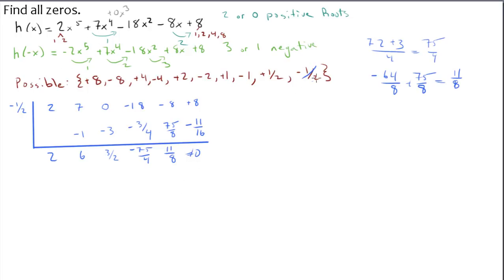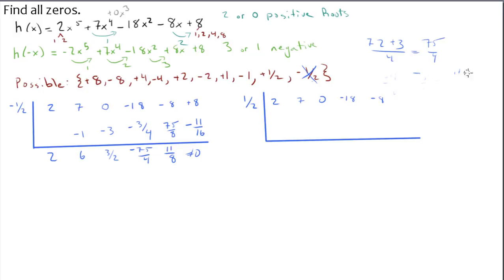So it's not minus 1/2. What about plain 1/2? I don't think these fractions got too bad, did they? 2, 7, 0, negative 18, negative 8. Let's get rid of this scratch work here. Probably going to need more space for scratch work anyways. Positive 8. Alright, so bring down the 2. This becomes a 1. This is 8. So, oops, not 8, but 4. Bring down the 4. This is now 2.